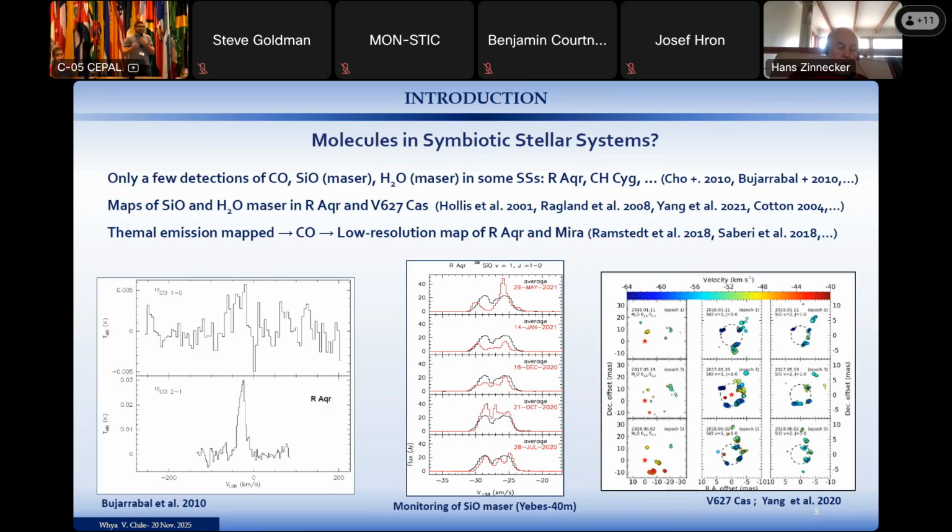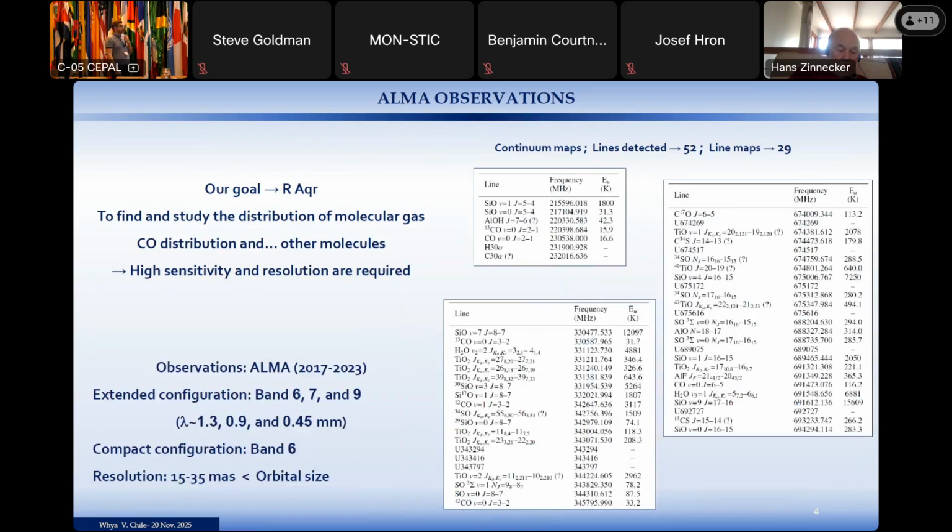So we need more thermal emission, such as CO. But before this work, there were only a few maps of CO, with low angular resolution. So we aim to study R Aquarii with very high angular resolution, the thermal emission of several molecules, for example CO, and others, SiO or SO. Then we need very high sensitivity maps with high angular resolution.